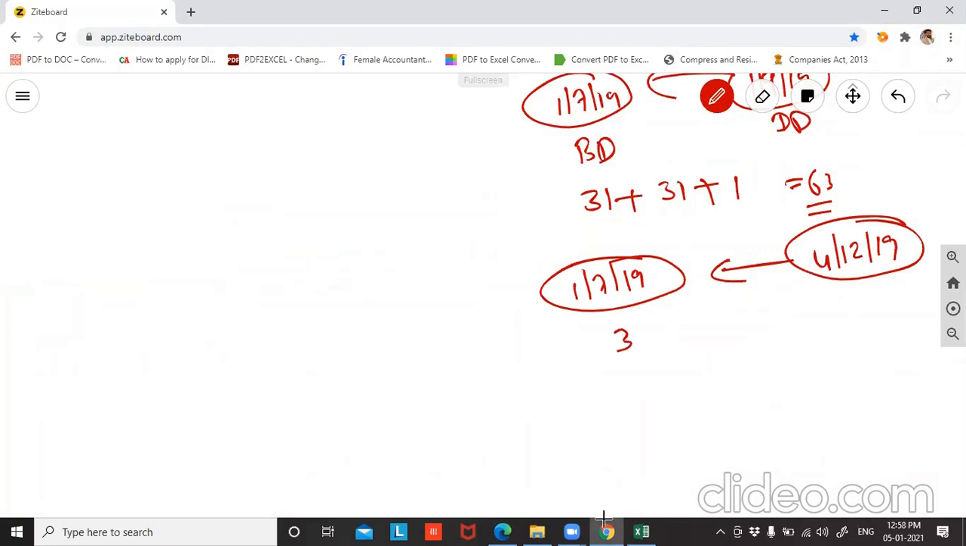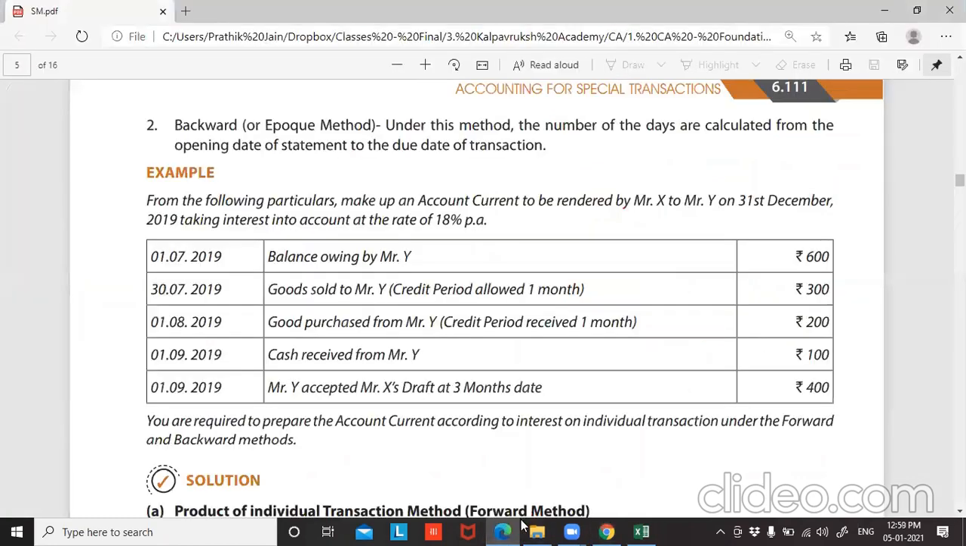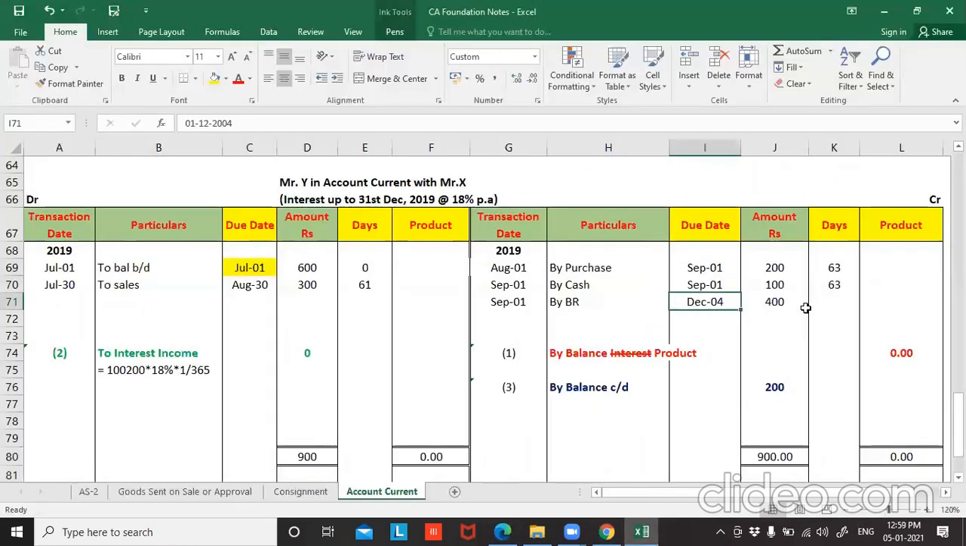So in July, I'll include the first day, 31 days, plus August 31, plus September 30, October 31, November 30, and December will be only 4. Please tell me, is it coming up to 157? Please total and see. Is it coming up to 157? Yes, sir. Are you clear or not?